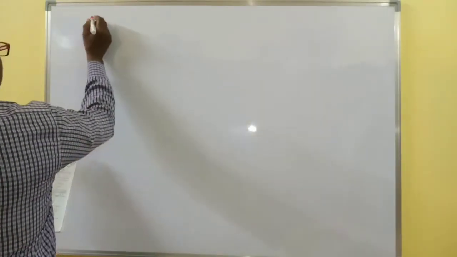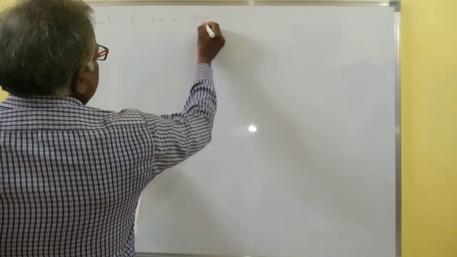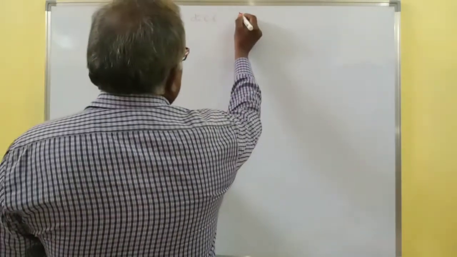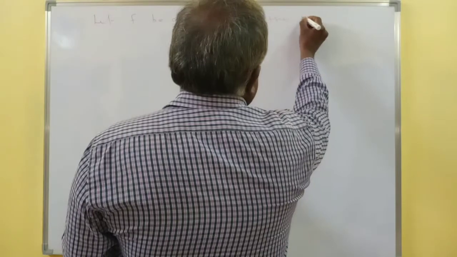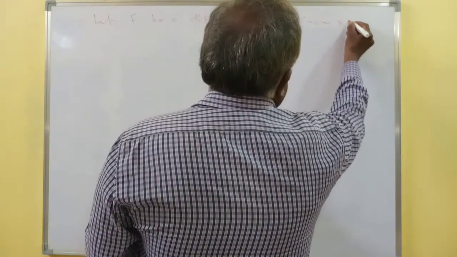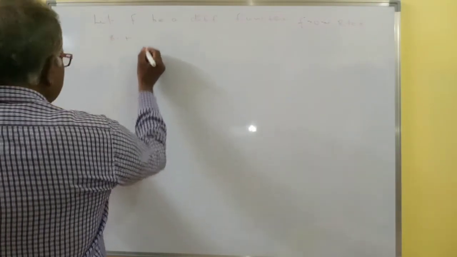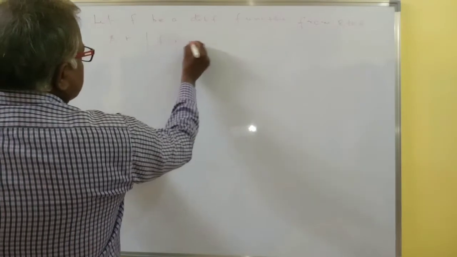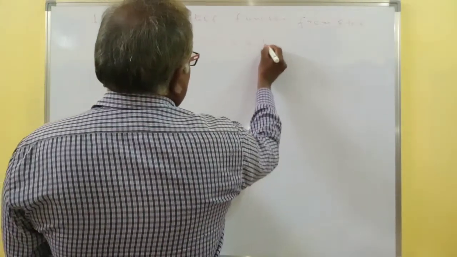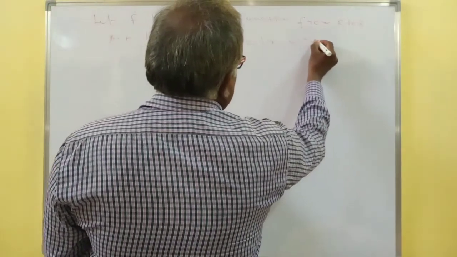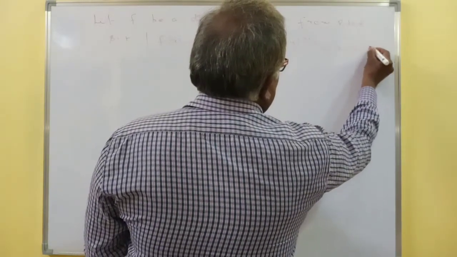Let f be a differentiable function from R to R such that mod of f of x minus f of y is less than or equal to 2 modulus x minus y whole power 3 by 2 for all x, y belongs to R.